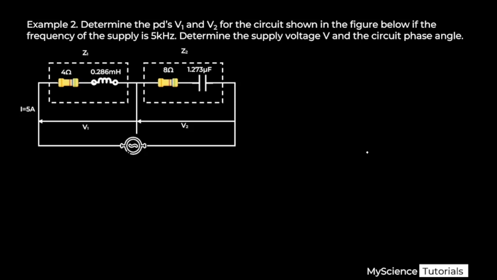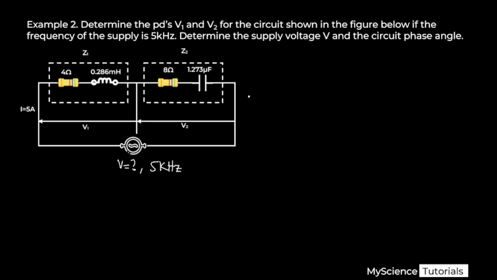We already have our circuit given to us, and we're told that we don't know the voltage, but we know the frequency to be 5 kilohertz. So we have to determine V1 and V2, and subsequently determine V, which is the supply voltage, and then calculate our phase angle. We already have the current in the question. We have our resistor, our inductor, another resistor, and a capacitor.